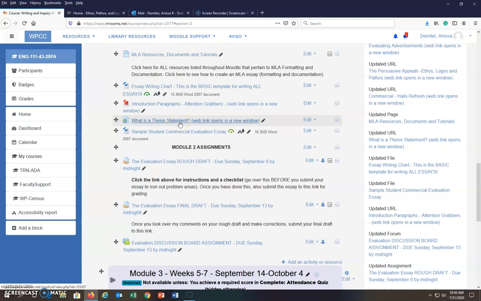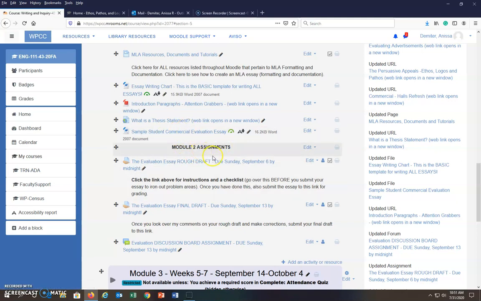Then you have the thesis statement. A lot of students always express their concern and confusion when understanding what a thesis statement is. It's that one statement in your introduction paragraph that tells exactly what your paper is going to be about. And then you've got a student sample commercial evaluation essay. So you'll click on this and you can actually look at a student sample that I was given permission to use from semesters past. It'll give you a good idea of what an evaluation essay would look like.